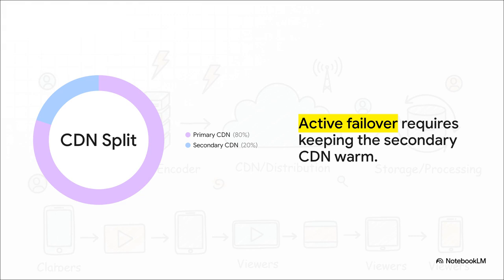We're looking at 80% of the traffic routed to a primary CDN, but a solid 20% is intentionally routed to a secondary one. Why on earth would we do that? Because that secondary CDN has to be kept warm.